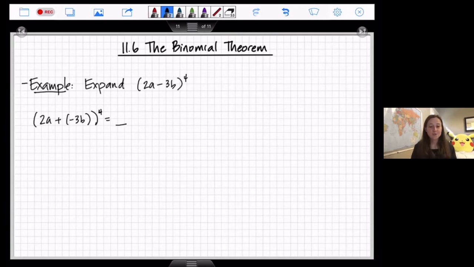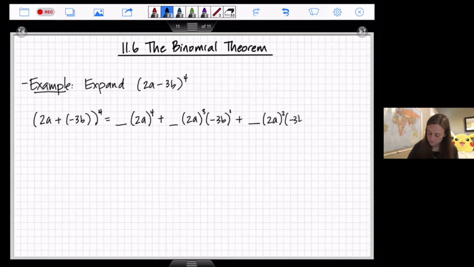Start off with the first term, 2a, to the 4th power. And just be careful when we have coefficients that you're going to take that whole first term and raise both the 2 and the a to the 4th power. And then in subsequent terms, we're just going to lose exponents on our 2a and gain exponents on our negative 3b. All the time I'm checking that my exponents add up to 4, and I ran out of room for my last term. We'll kind of tack it on down here. Negative 3b to the 4th.